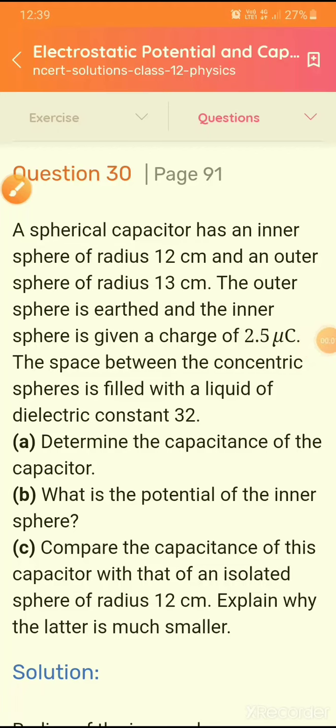Good morning, students. Today we are going to see Chapter 2, the remaining problems, question number 30. A spherical capacitor has an inner sphere of radius 12 centimeter and an outer sphere of radius 13 centimeter. The outer sphere is Earth and the inner sphere is given a charge of 2.5 microcoulombs.